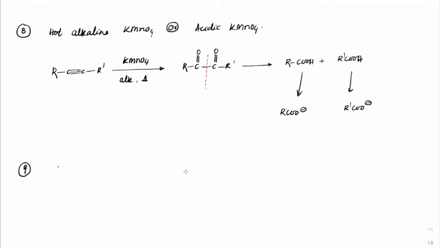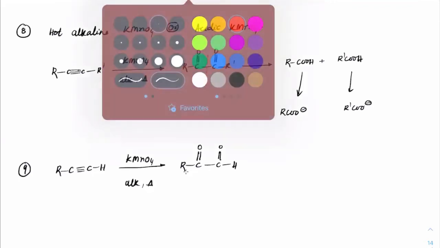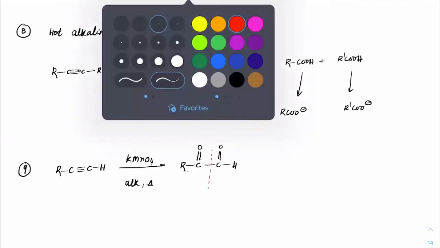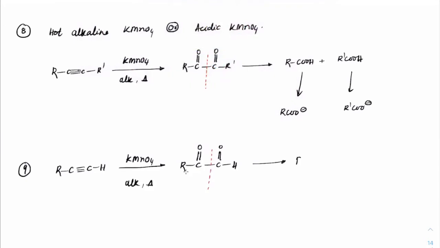Same way, if you have R, C triple bond C and H, and treat that with KMnO4, alkaline, and heat. So first I'll get R, C double bond O, H. Up to this point it is fine. Then the bond breaking will happen here. So after the bond breaking, you will see that it will form RCOO minus, considering it is in base. Single carbons will always convert into carbon dioxide.